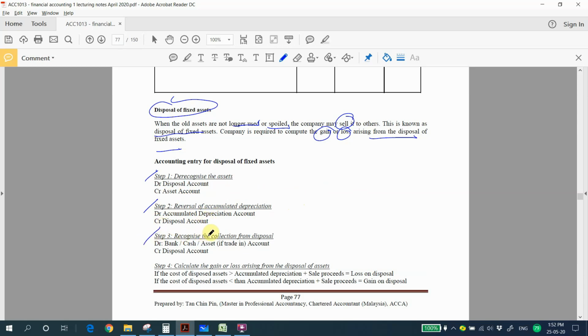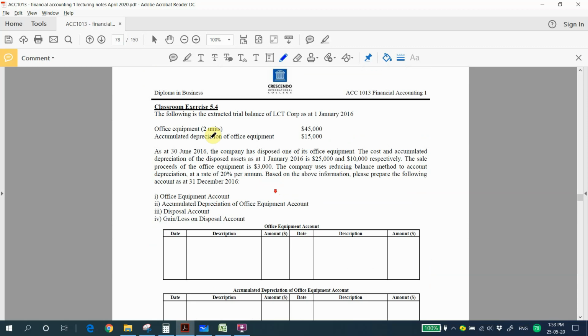Step 3, recognize the collection from disposal. So when you sell the asset, confirm you can get something, right? You can either get bank, cash, or even trade-in. And then you credit the disposal account for recognizing the collection. And step 4, you calculate the gain or loss arising from the disposal. If the cost of the disposed asset is higher than your accumulated depreciation plus sale proceeds, you make a loss. If the cost of the disposed asset is lesser than your accumulated depreciation plus sale proceeds, you make a gain. So this one I will go through with you again later. So let's go to classroom exercise 5.4.